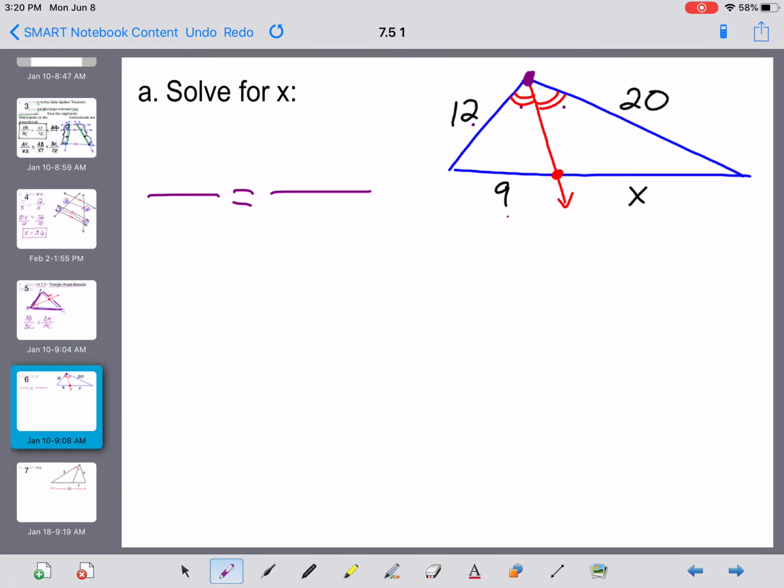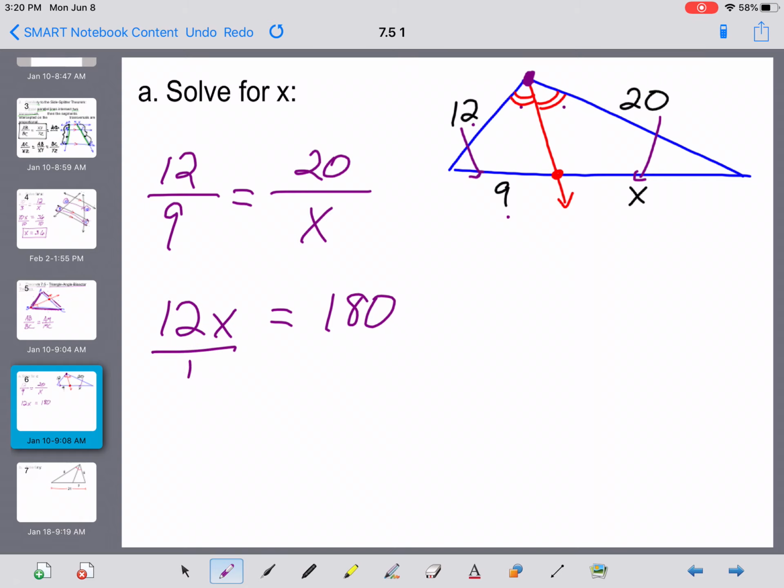12 is on the top left, 9 is on the bottom left. So this is going to be a 12 over 9. This over this is equal to a 20 over x. Sometimes we make these harder than we need to. All right, the 12 times the x is going to give us 12x. 9 times 20 is going to be 180. We're going to divide both sides here by 12, and we're going to get x is equal to 15.